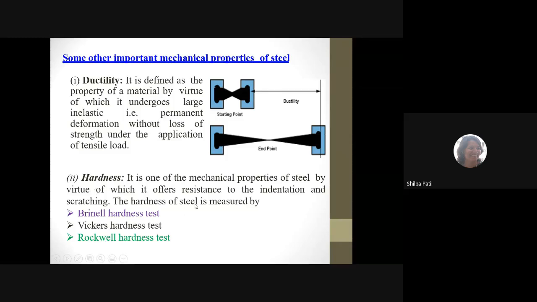Second is hardness. Hardness is another important mechanical property of steel, by virtue of which it offers resistance to indentation and scratching. If you try to develop a scratch on the surface of a steel, it is not easy. We cannot get a scratch easily on a structural steel surface, and this is because of the hardness of the steel.